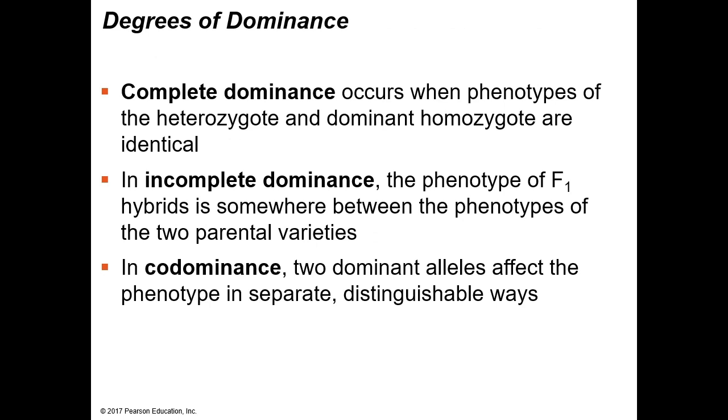Firstly, we will talk about incomplete dominance. So far, we have been observing complete dominance in the pea plant experiment. It occurs when the phenotypes of the heterozygote and dominant homozygote are identical. So when you have a dominant allele and a recessive allele, for example, the purple versus white plant, you're going to have a purple plant. The big P is going to be expressed instead of the little p.